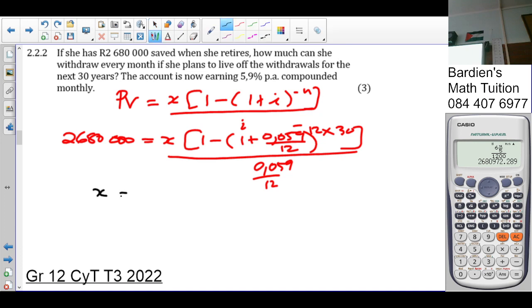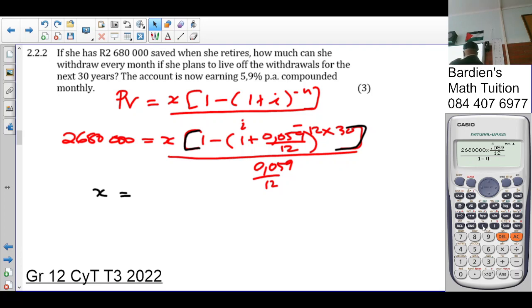So to calculate x, we're going to simply cross multiply. So it's going to be 2,680,000 and we multiply that by 0.059 over 12. Okay, and that's over this factor here. We're going to divide by this whole factor, which is 1 minus (1 plus 0.059 over 12) to the exponent negative 12 times 30.